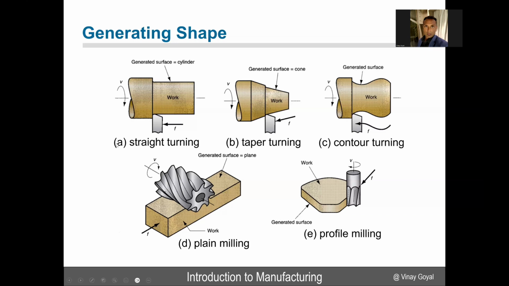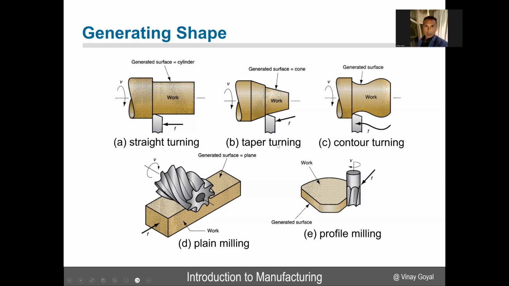The first one here, A, is called straight turning. You have a force applied, and this is moving towards the left. You have a rotational velocity being applied here, and as the work part is rotated, it generates a cylinder. As I continue to apply that force, I will continue to remove material towards the left.